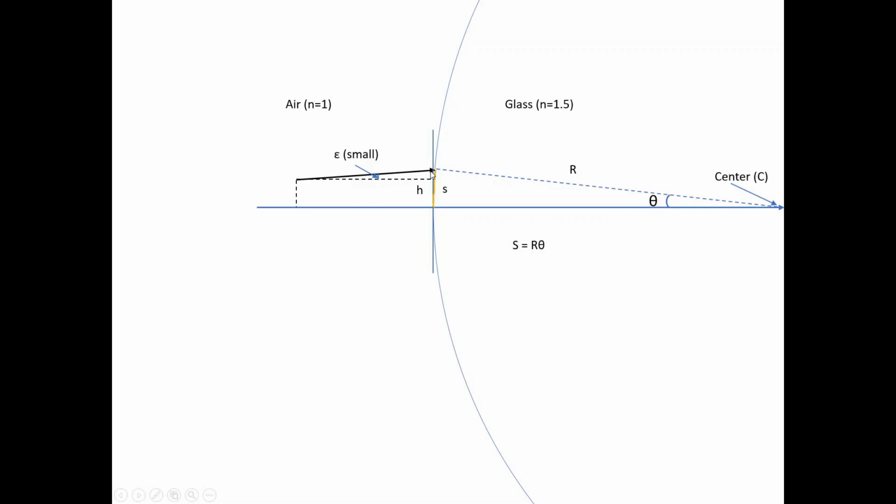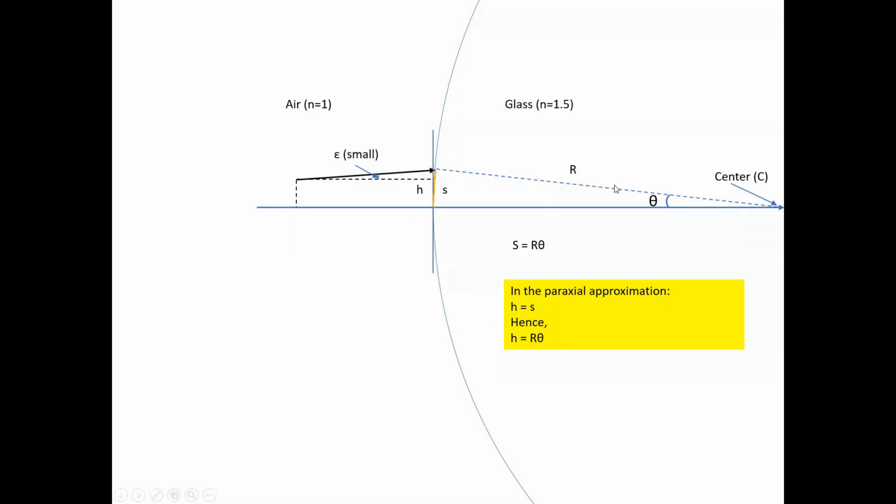Now the interesting thing is, because I said we can ignore the small gap because the angle is very small, the vertical height H and the curved arc S almost have the same lengths. So from S equals R theta, in the paraxial approximation, we can say H equals S.